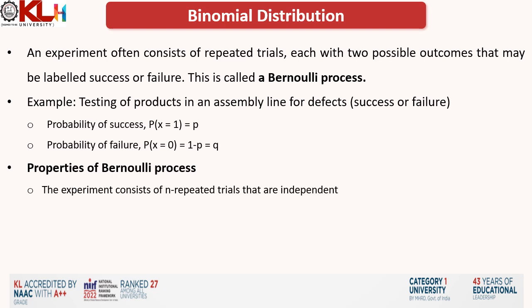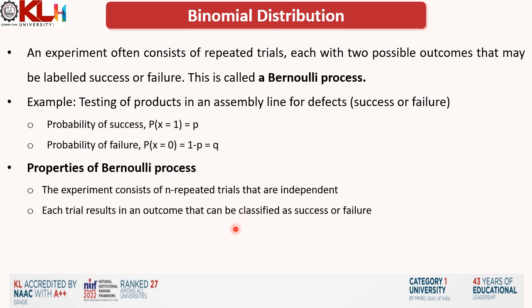In a Bernoulli process, the experiment usually consists of n repeated trials that are independent. So a trial doesn't affect the previous trial or the next trial. And each outcome of a trial is classified as success or failure. The probability of success, which is p, remains constant from trial to trial.